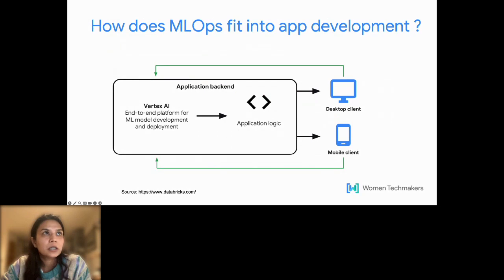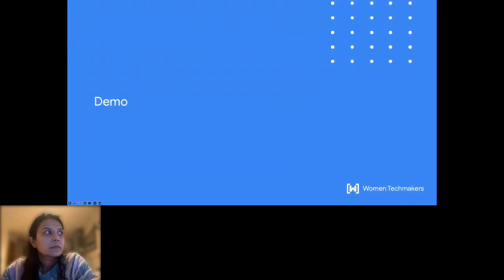How does MLOps fit into app development? Basically your MLOps fits over here in the application backend, where Vertex AI or any other cloud platform can help you automate your model development and deployment process. And then you can call your models from the desktop client or the mobile client. I think I will stop over here and move on to the demo.